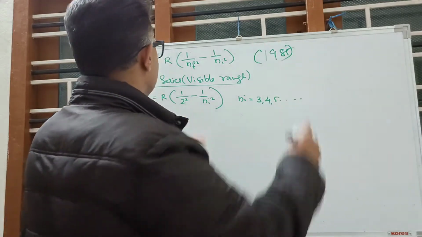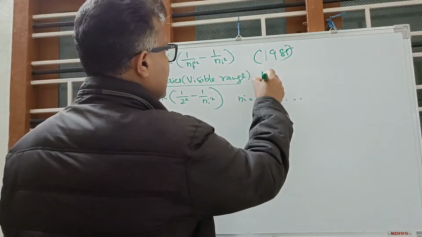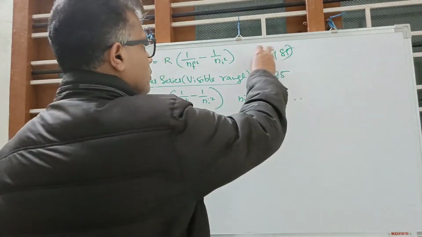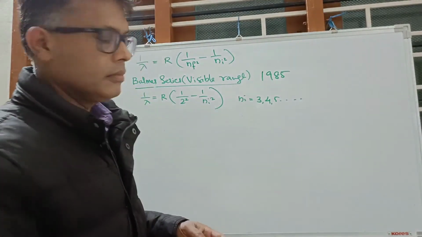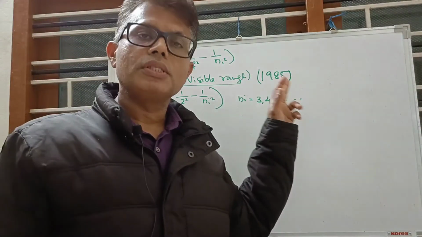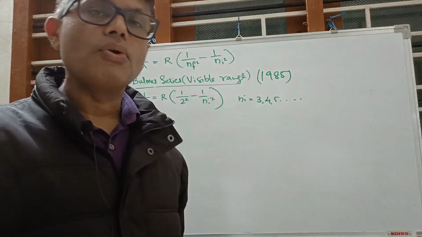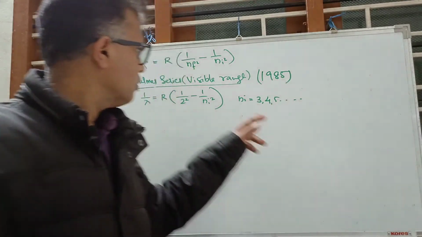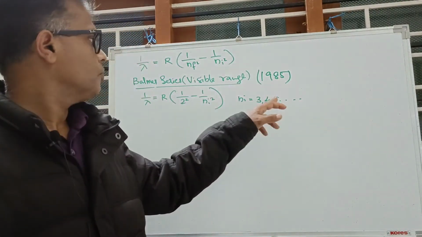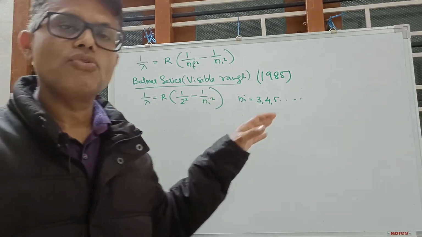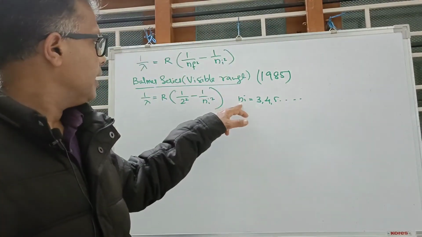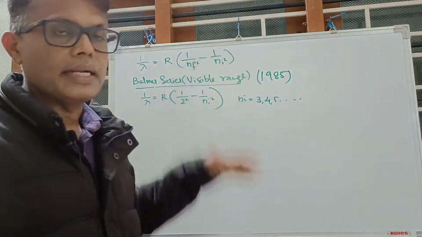Balmer invented this Balmer series range in 1885. Before Rutherford found out the nuclear model of the atom, before that itself, he found out the Balmer series visible range. Clear, no? So it is very important. They are going to ask so many questions regarding that, and we also will be doing that. So Ni is 3, 4, 5. So it is in the visible range.